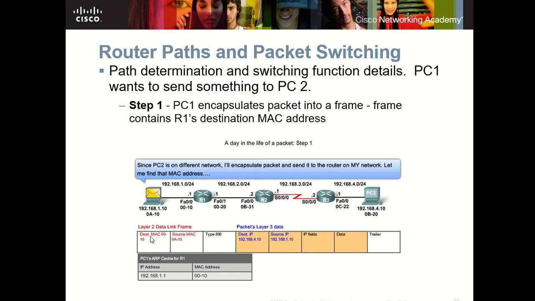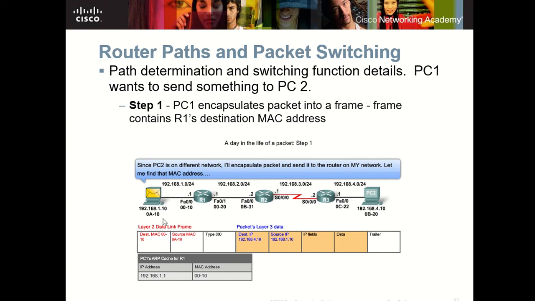Alright, so you can see here the data link frame. Along with the data link frame is the packet from our layer 3. Okay? So what does it say here? Since PC2 is on a different network, PC1 will encapsulate the packet and send it to the router on its network. Okay, so it looks for the MAC.